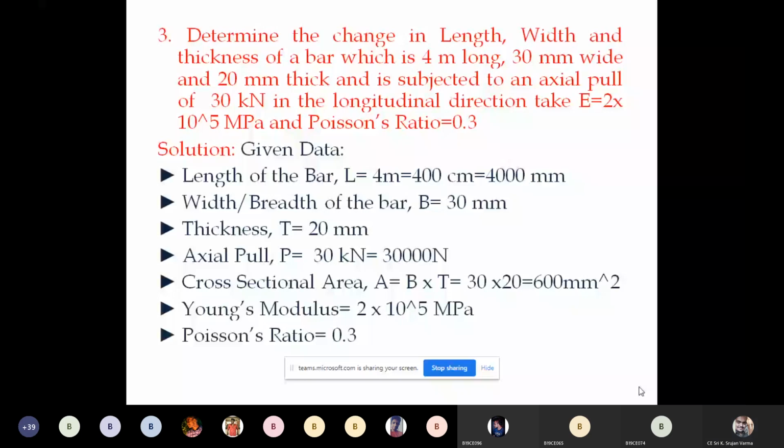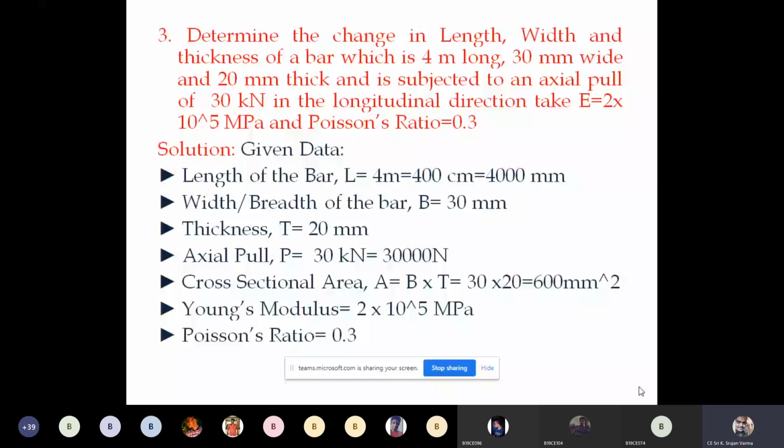Next, 104. Arun, give me some idea how to solve the problem. We have to determine the change in length, width, and thickness. So we have to take the formula of strain. Yes, very good. Strain is delta L by L. Change in length is available in the strain formula. According to the definition, strain is change in dimension to the original dimension: change in length by original length, change in width by original width, change in thickness by original thickness.